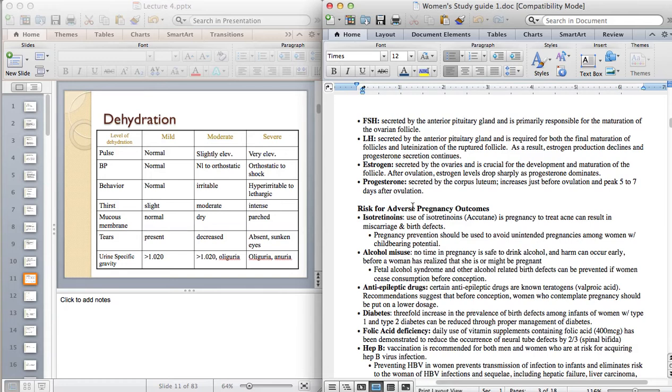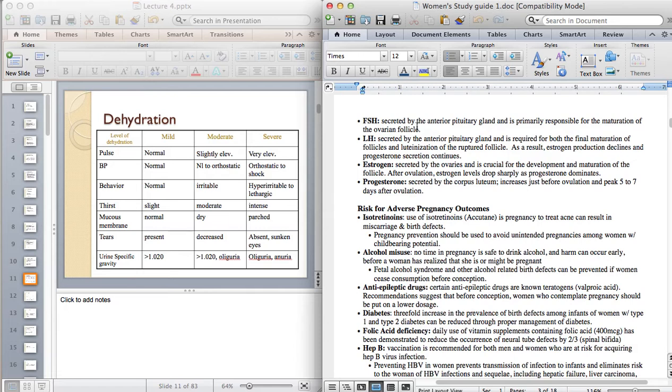What is the normal specific gravity of urine? 1010 to 1015. Okay. So in that mild one, the child's body will kind of compensate. And these are the ones where you replace the fluid loss with isotonic solution.